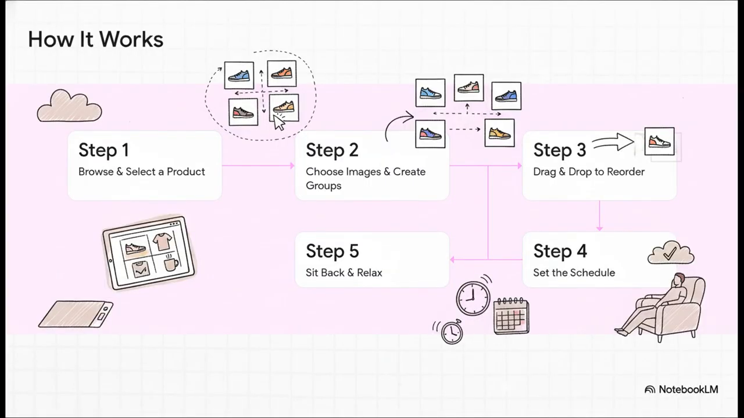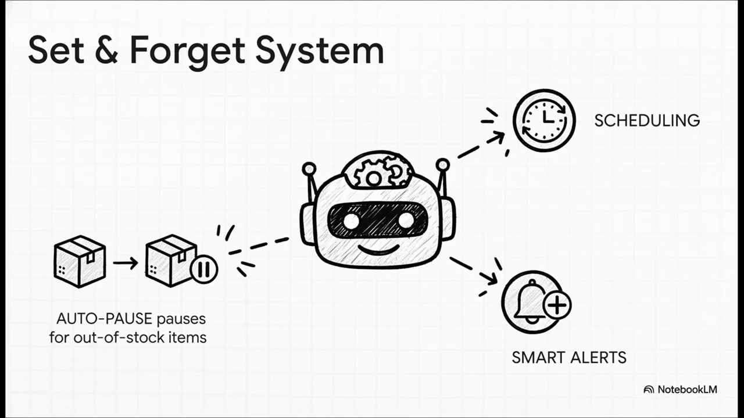You just browse your store, pick a product, choose the images you want to rotate, drag and drop them in the order you want, set a schedule, and that's it. You're done. The app takes care of the rest. And when they say set it and forget it, they really, really mean it. You can have your images rotate every 30 minutes if you want, or just once a year.